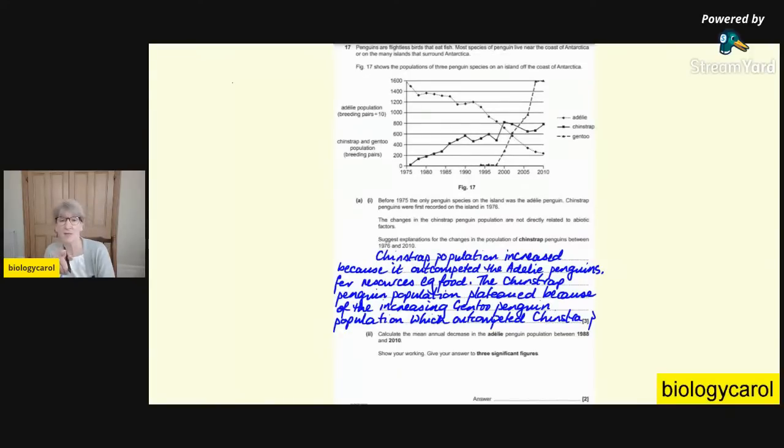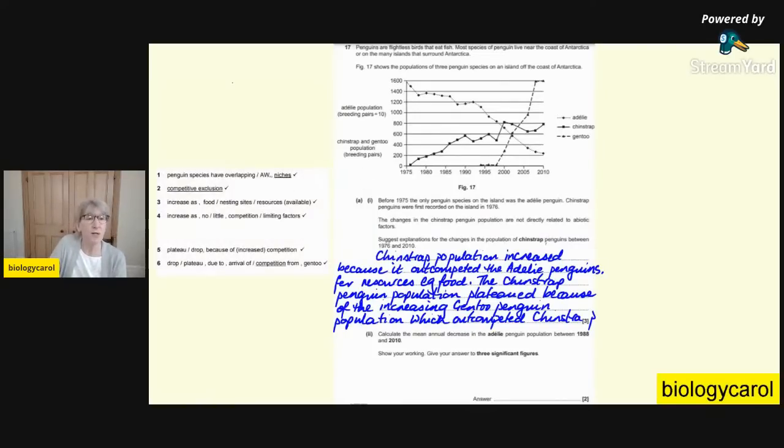Actually, thinking about that answer, it didn't outcompete the chinstrap because the chinstrap penguins didn't disappear. So actually what I've written here is not correct. What I should have said is that the chinstrap penguin population plateaued, and that was because of the increased population of the Gentoo penguins. So here is the mark scheme, and these are the marks that I gave myself.